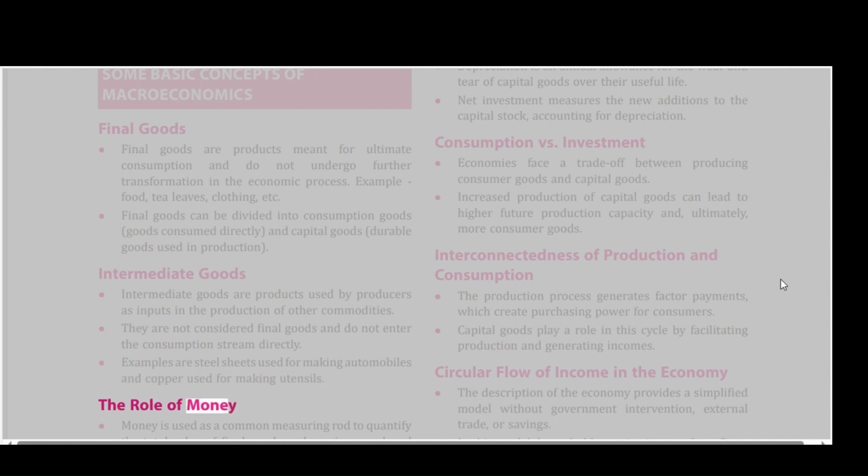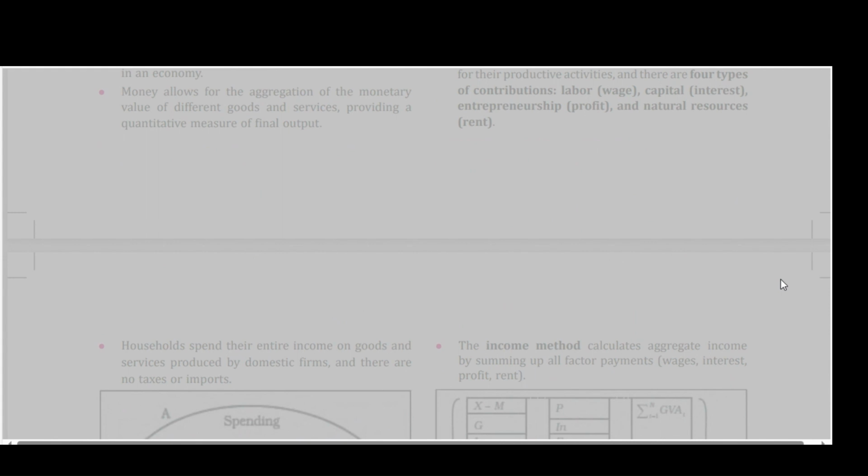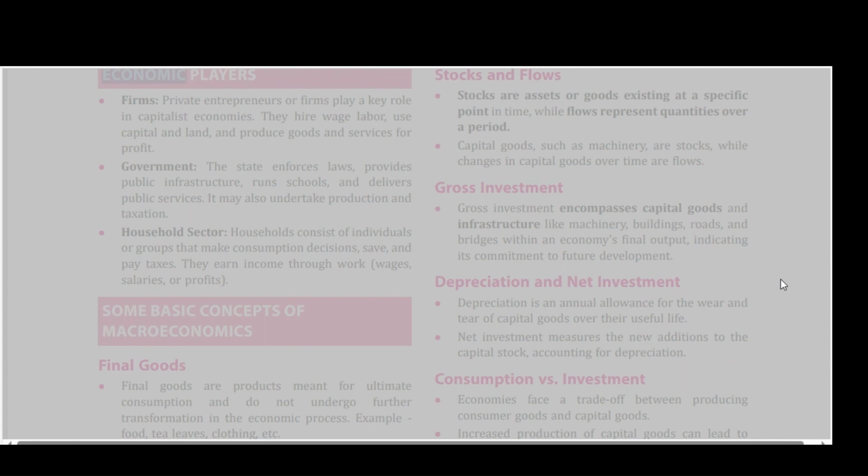The role of money. Money is used as a common measuring rod to quantify the total value of final goods and services produced in an economy. Money allows for the aggregation of the monetary value of different goods and services, providing a quantitative measure of final output.